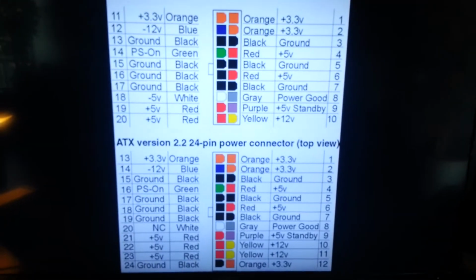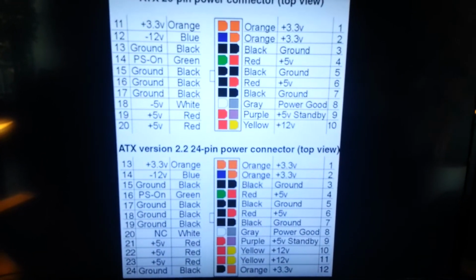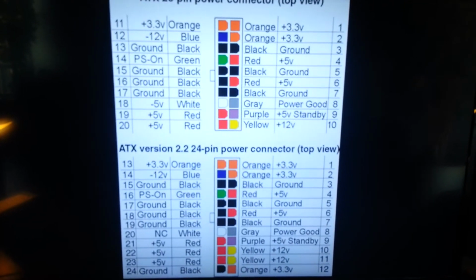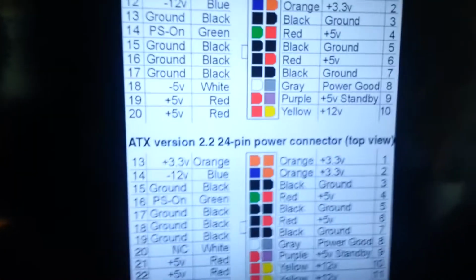Here's a picture of the pinouts. So you can just hit pause if you need to look at that.